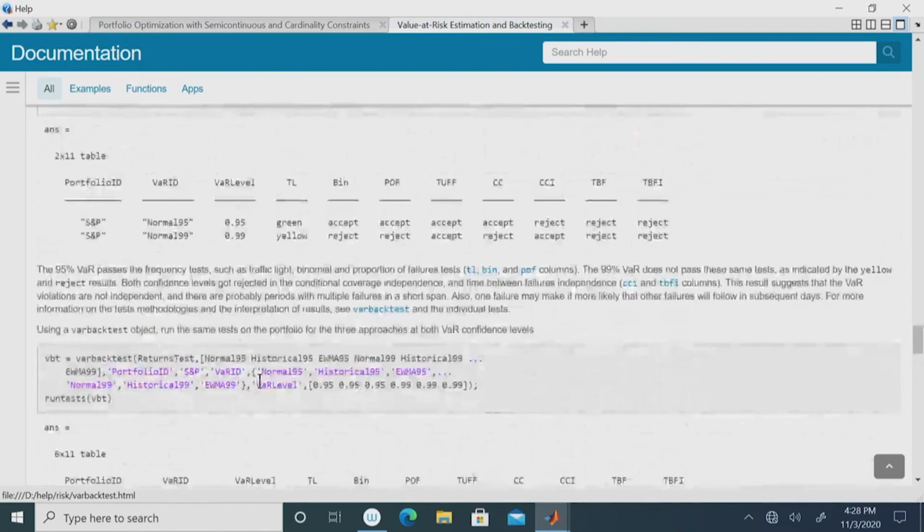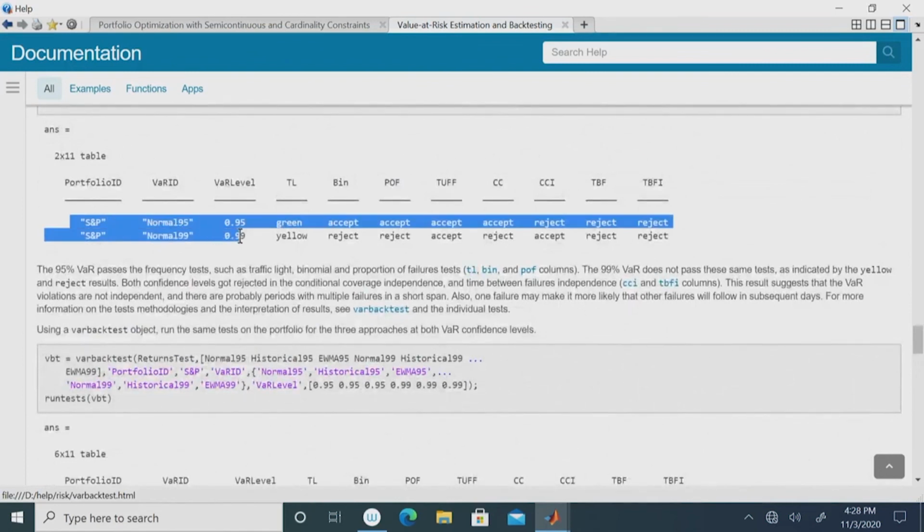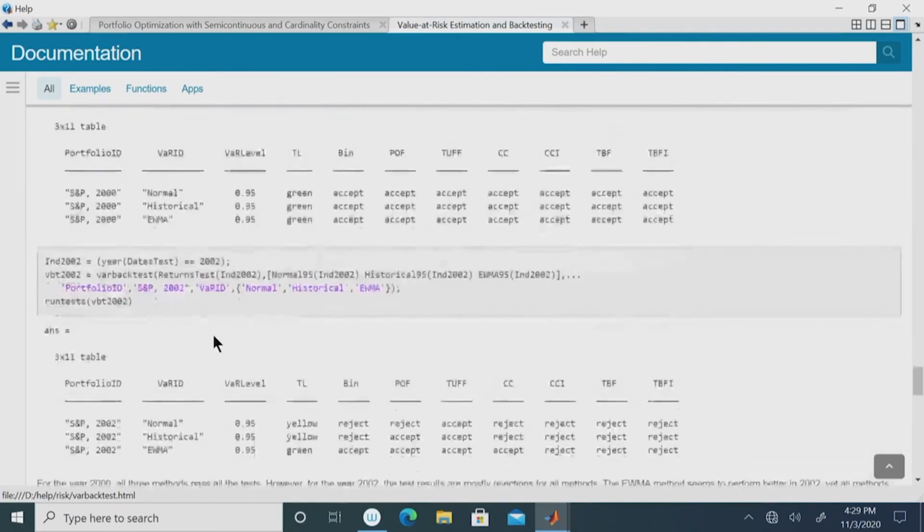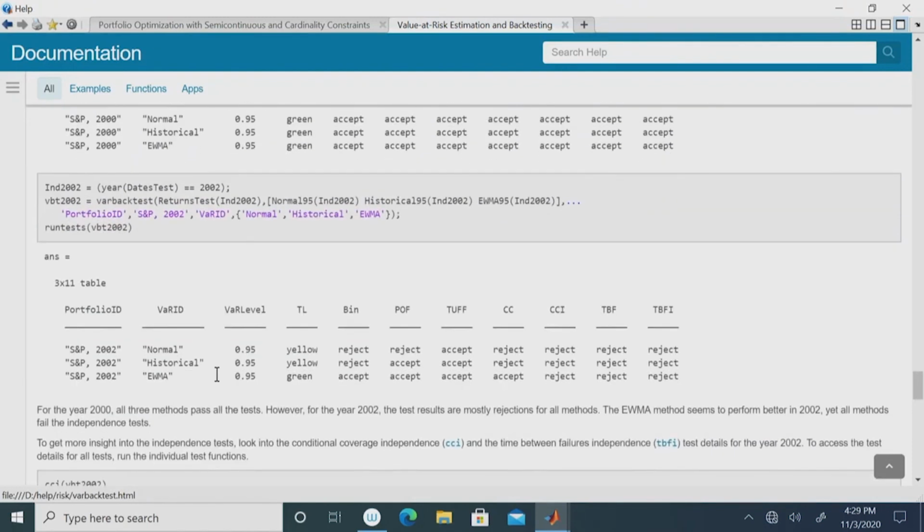Here we have tabulated values of only the ones using the normal variant. This broader table, which compares all 3 at the 95% as well as the 99% level, will give you a much better idea of whether each of the 3 approaches was accepted or rejected at both confidence levels. These are different variations of how the testing can be done.